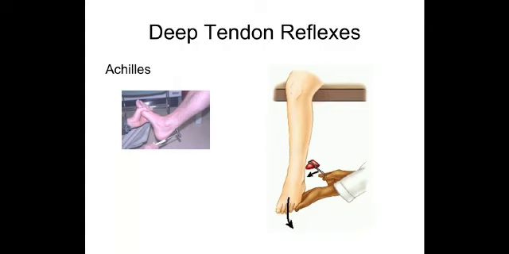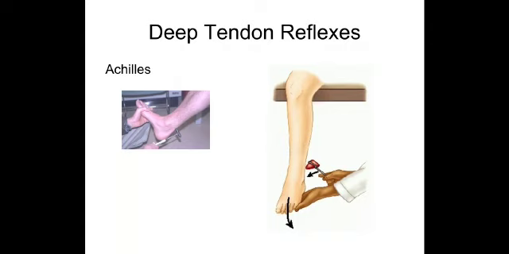With the other hand, strike the tendon on its posterior surface by using the broad end of the knee hammer. Observe for any contraction of the calf muscle and plantar flexion of the foot. Elicit the ankle jerk of the other side and compare.